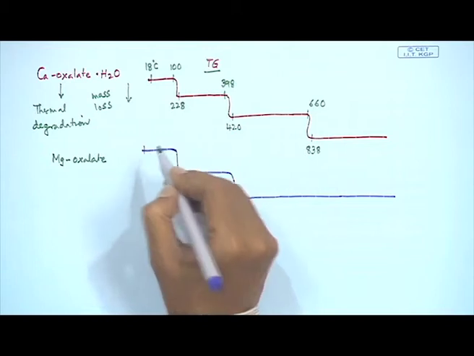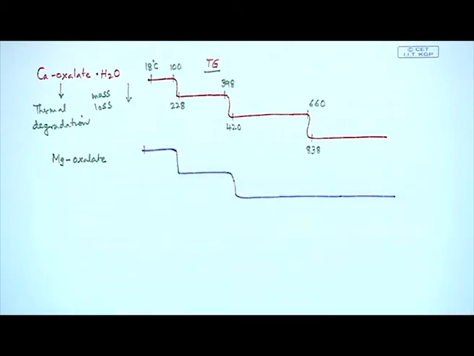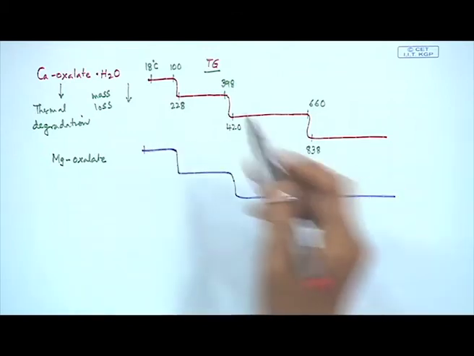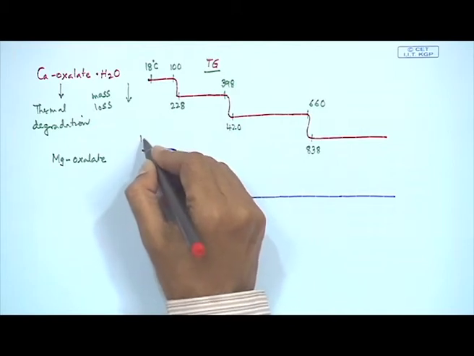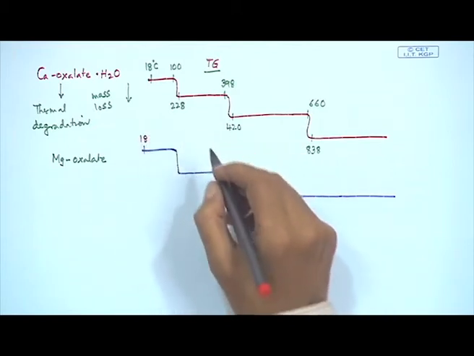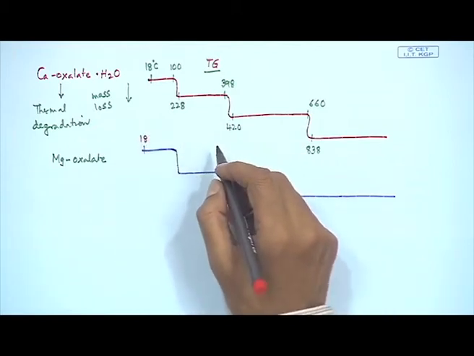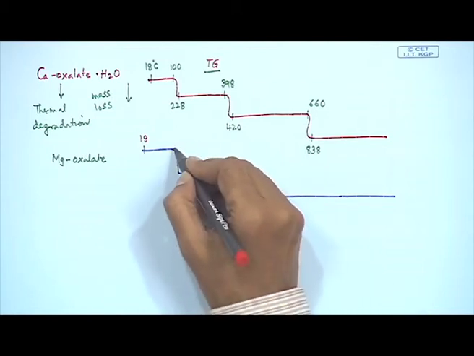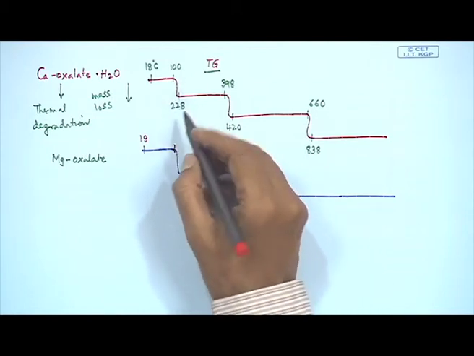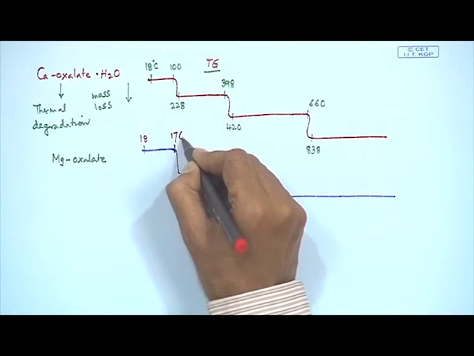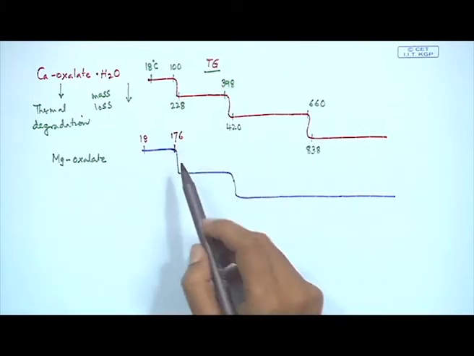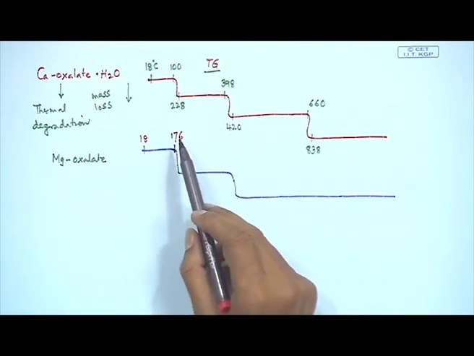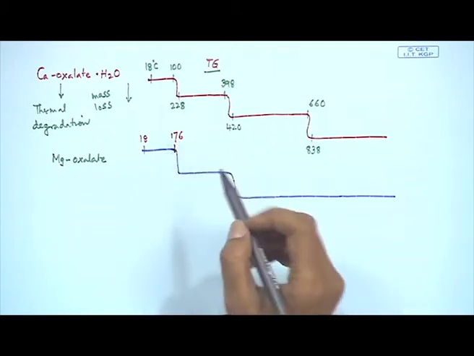And if we level these temperatures, they can be leveled over here. So, this is also the starting point, 18 degree is your room temperature. Then we can reach a little bit beyond this temperature, so it is 176 degree. So, it has good thermal stability compared to your calcium sample.